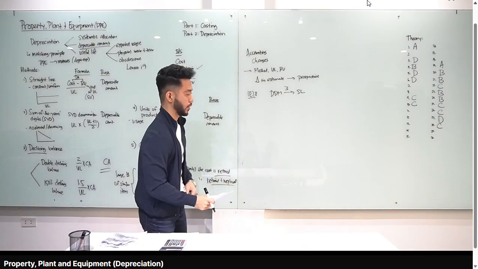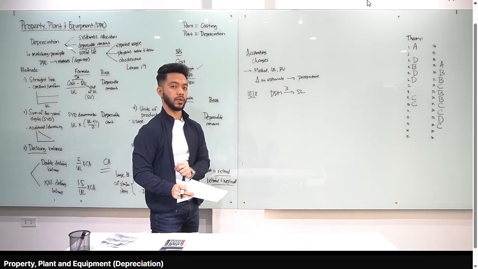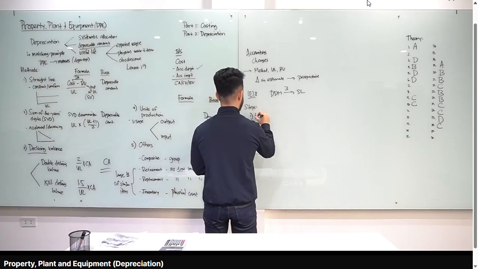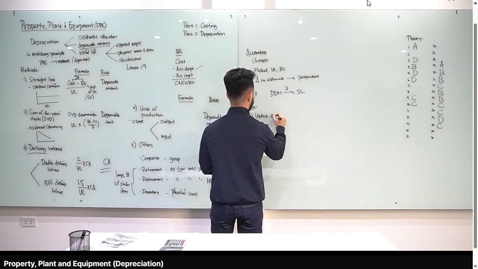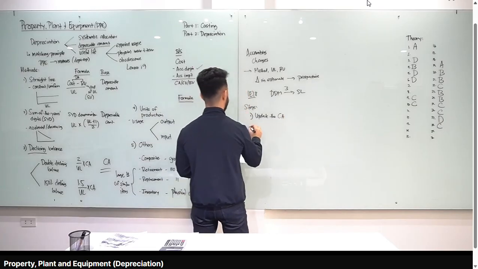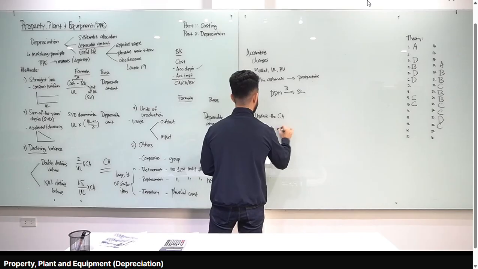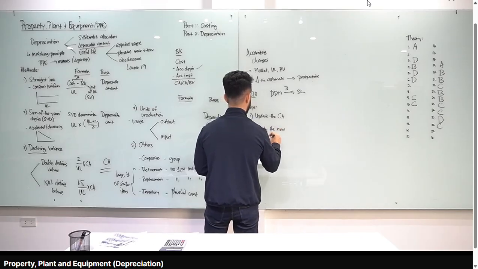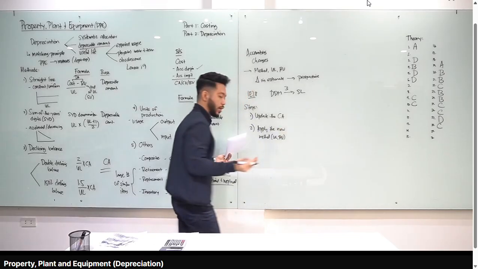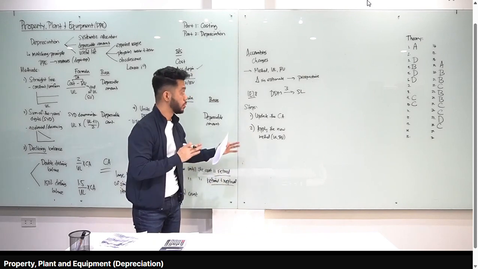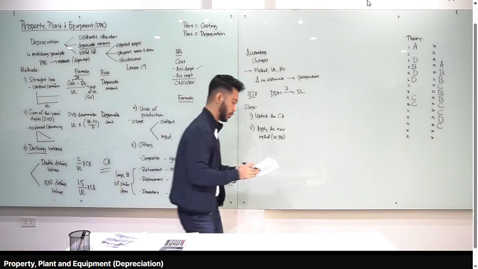Prospective yung application natin. Tandaan mo class, may 2 steps ka lagi ipa-follow dyan. Number 1, pag may change in estimate, update the carrying amount of the asset. Step 2, apply the new depreciation method or useful life or residual value. Yun lang, ganyan kasimple. Okay, ganito gawin ko dyan class.